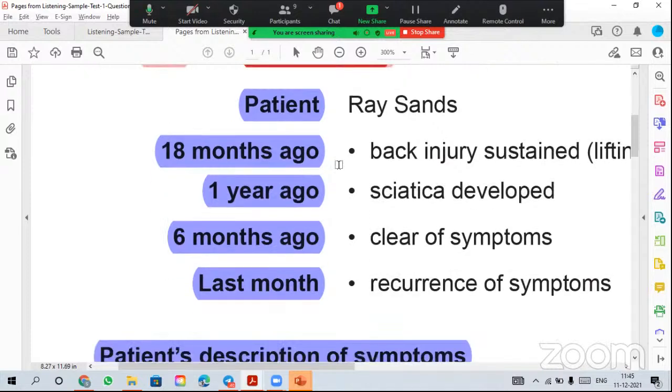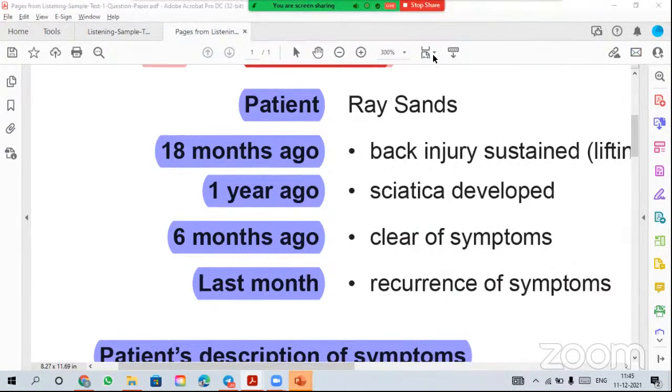Now I am going to show you something very important. How do you understand? How do you identify these things? I am going to show you something different now.